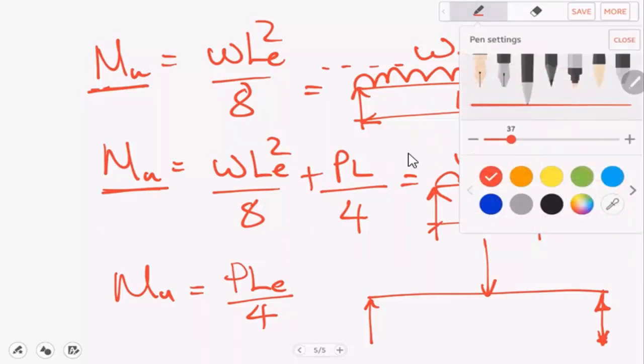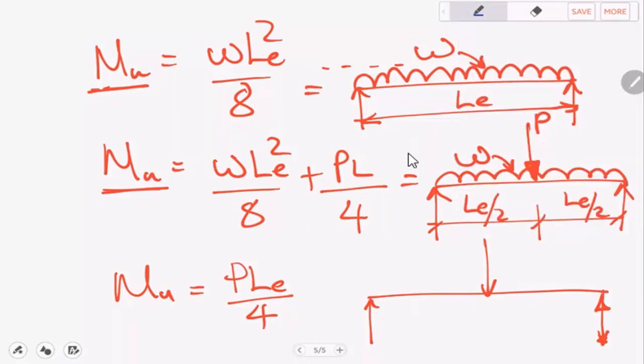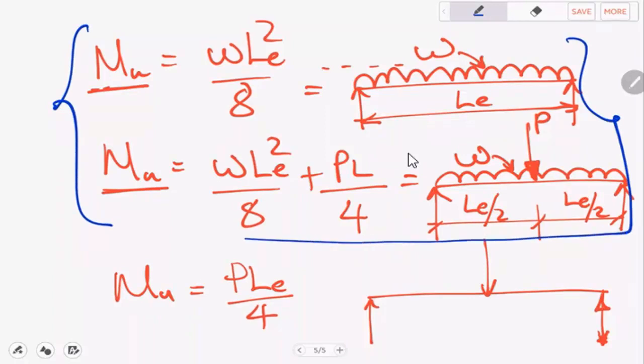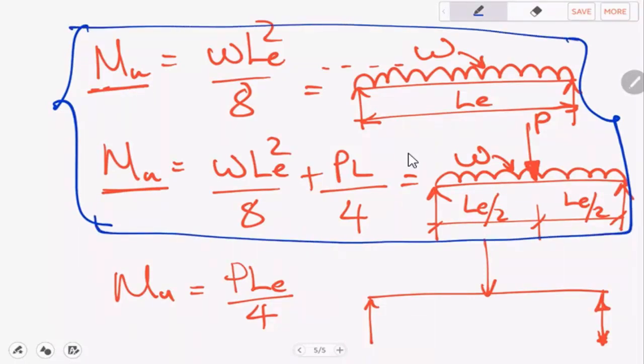But I want to emphasize that these two scenarios are the ones which you are likely going to get in your exams, right? Where you are having a uniformly distributed load, and where you are having a point load and a uniformly distributed load, but that point load is acting at mid-span. So you are going to concentrate on these two, right? So right, let's move on to the moment of resistance.